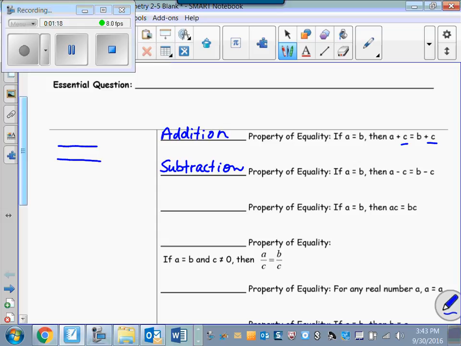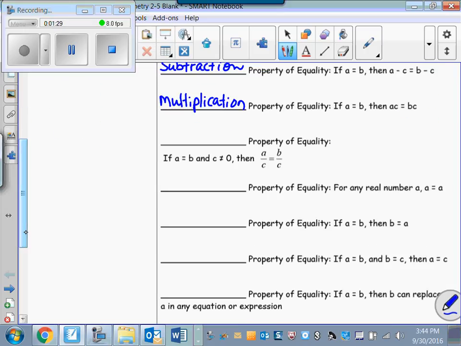If A equals B, then AC equals BC. What I've done is I've multiplied both sides of my equation by C, so of course that's the multiplication property of equality. And let's see what we have now. In this case, we're dividing both sides of our equation by C. So that would be the division property of equality. And all this means here is, remember that our denominator can never be 0.